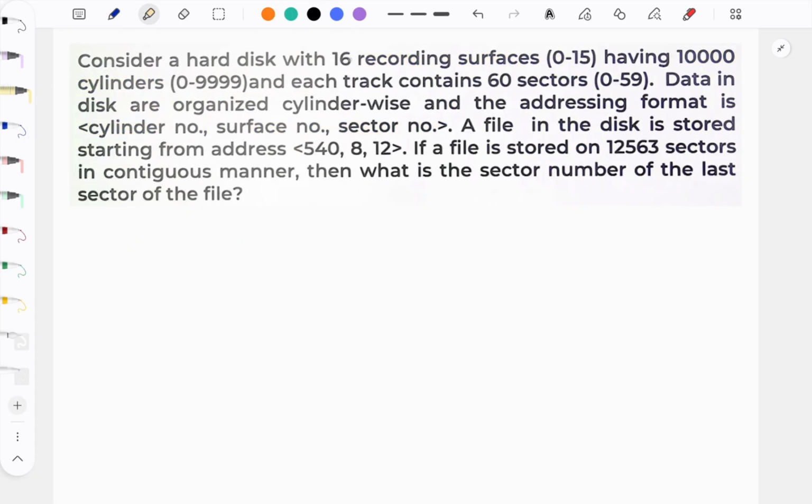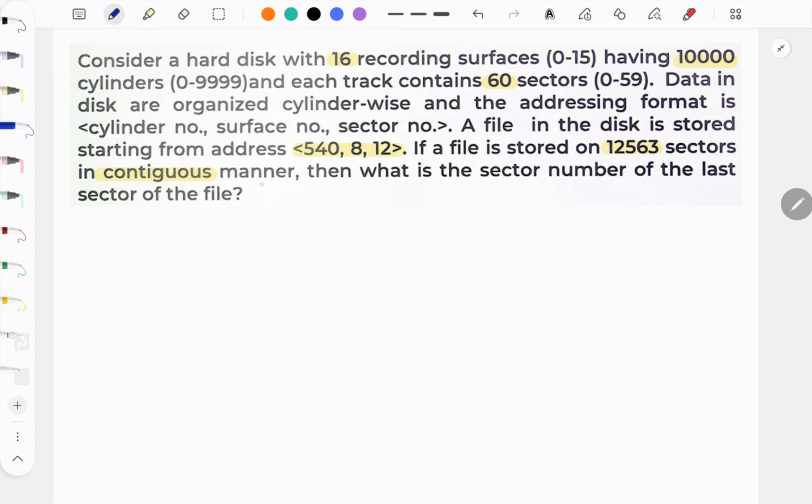Now we have another question in which another hard disk is given with 16 recording surfaces having 10,000 cylinders, and each track contains 60 sectors. The data in the disk is organized cylinder-wise. The addressing format is again the same. A file in the disk is stored starting from this address, and the file is stored on 12563 sectors in a contiguous manner.